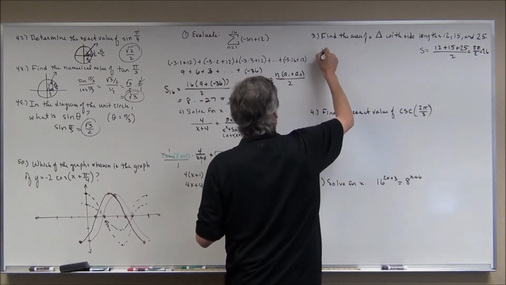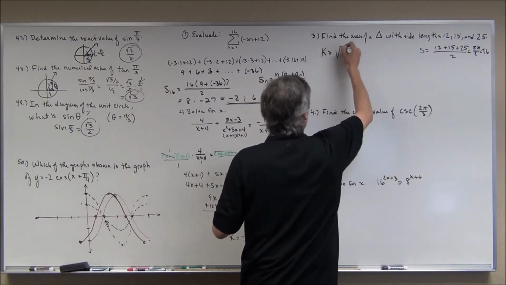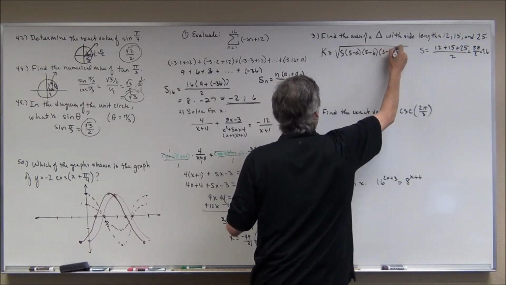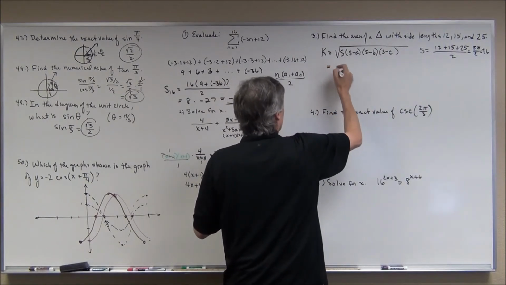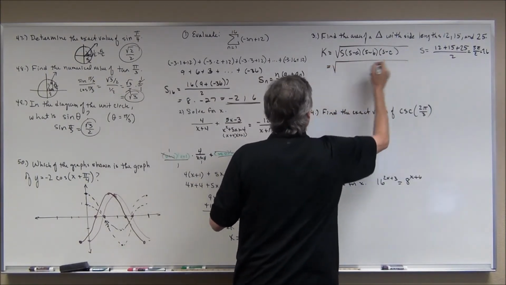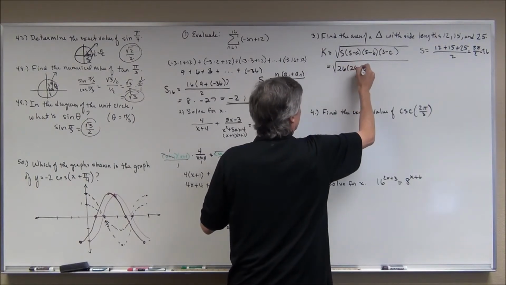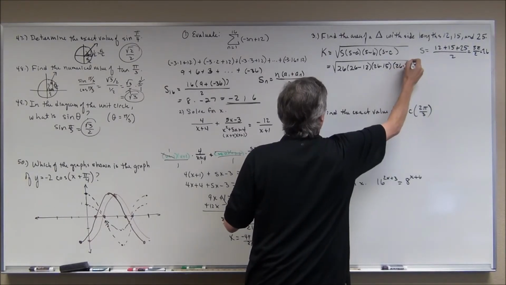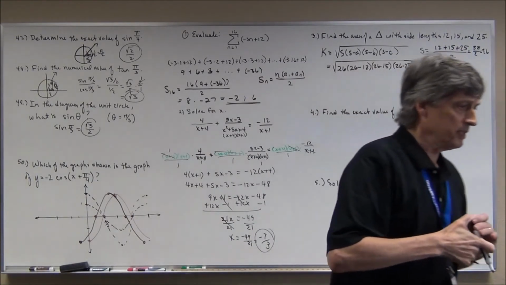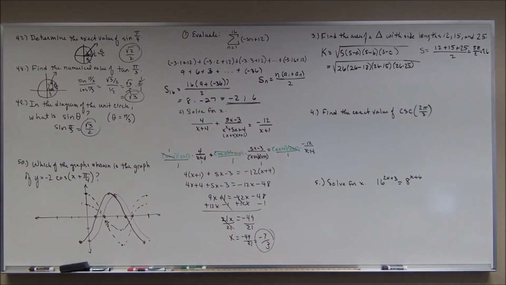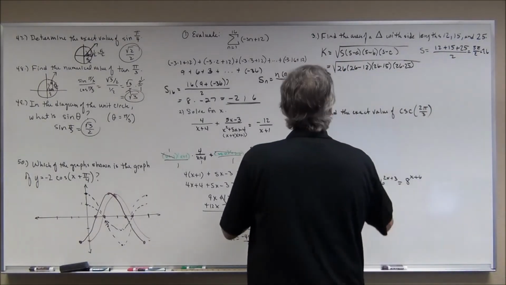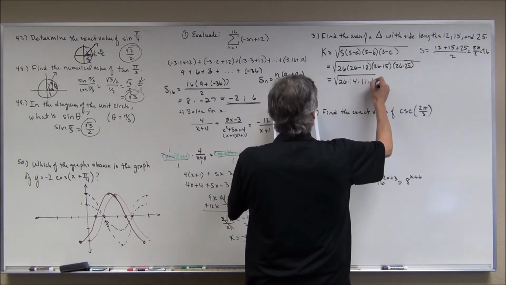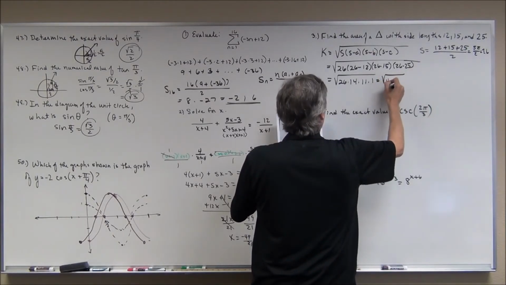And then the formula: the area is equal to the square root of S times the quantity S minus A times the quantity S minus B times the quantity S minus C, where A, B, and C are the lengths of the sides. S is 26, so this is the square root of 26 times 26 minus 12 times 26 minus 15 times 26 minus 25. Now I did this on a piece of paper somewhere. There it is. Of course this is the square root of 26 times 14 times 11 times 1, which is the square root of 4004.